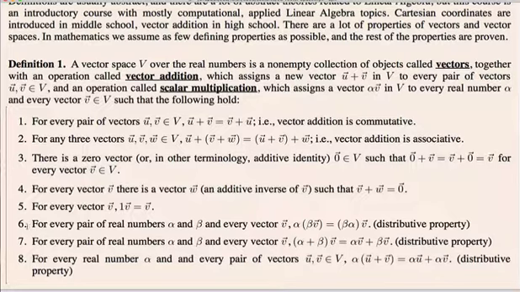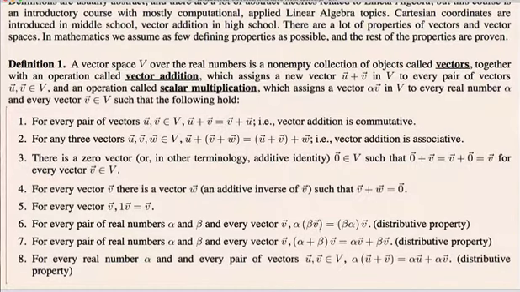Property 6 is that for every pair of real numbers alpha and beta, and for every vector v, alpha times (beta times v) is the same as (alpha times beta) times v. And this is called the associative property. So here the idea is that the scalar multiplication is a binary operation. That means when you do it, you have to do it in pairs, one real number and one vector. So if you have two real numbers, somehow you have to pair these.